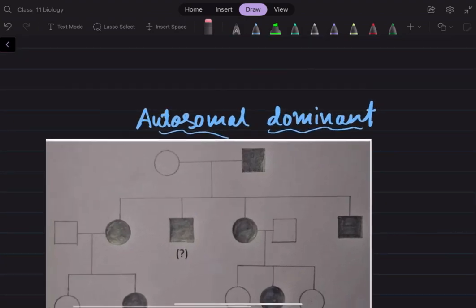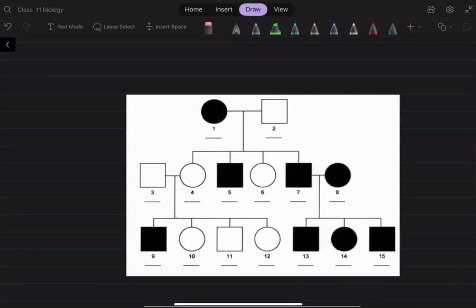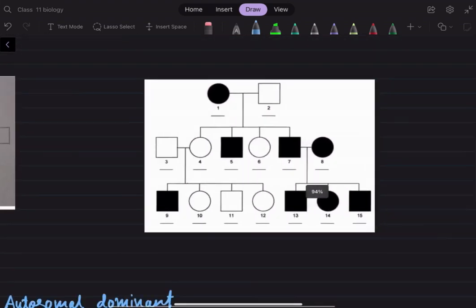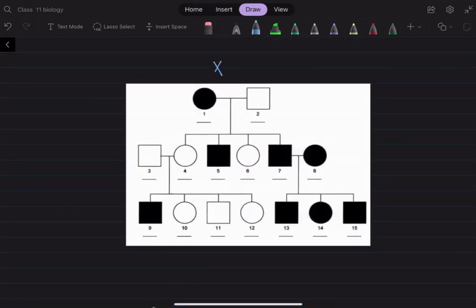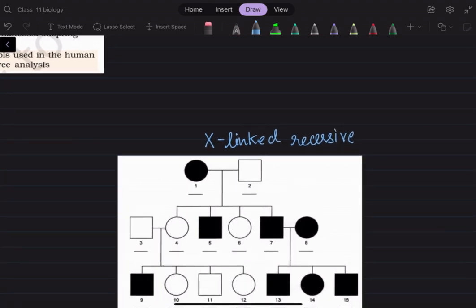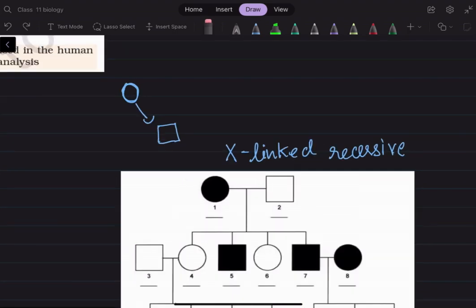Okay, so next one we have here is X-linked recessive. There is a trick to find out if it is X-linked. Usually when it is an X-linked disorder, the disease transfers from the female mother to the male child, from mother to son. Why does this happen?